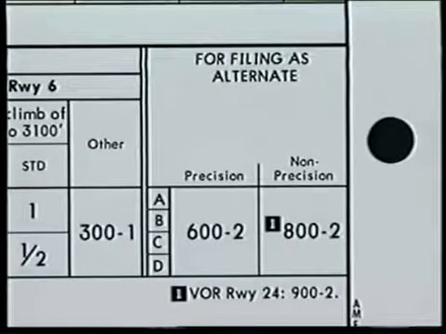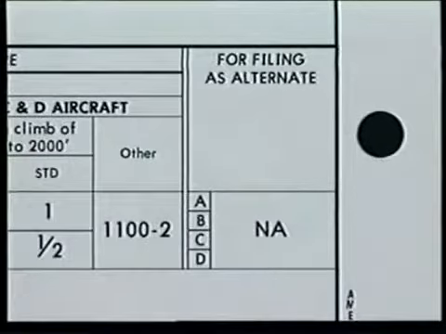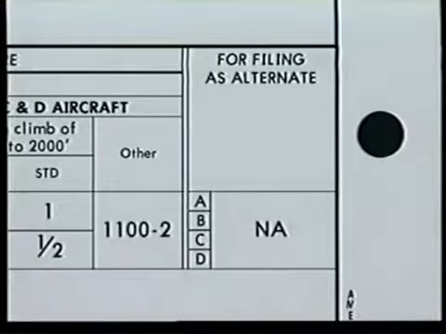These minimums are listed only when the airport may be used as an alternate on your flight plan. Where the airport is not authorized as an alternate, the notation NA appears in the box.